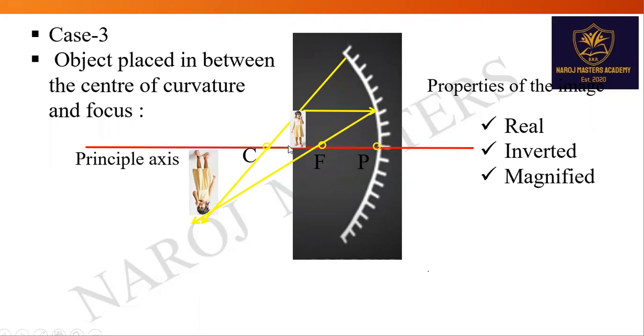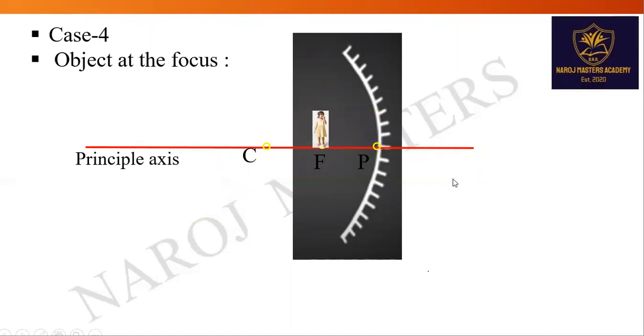Now look here. Observe here. When the object is placed beyond C, the image is formed between C and F. When the object is placed at C, the image is formed at C. When the object is moved a little bit towards the mirror, the image moves away from the mirror. Now move the object a little bit towards the mirror and place it at the focus. And this is case number 4.